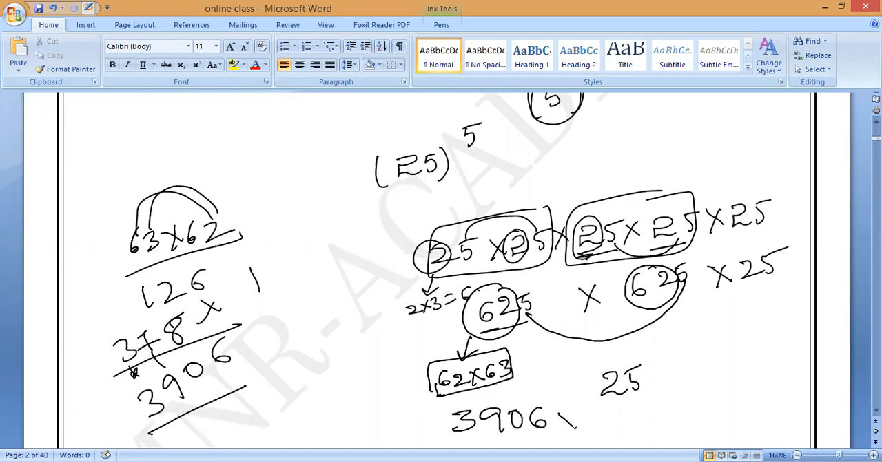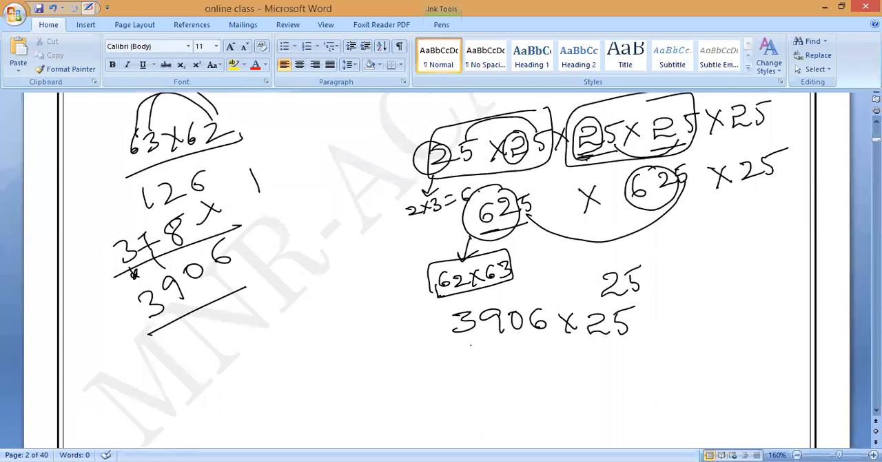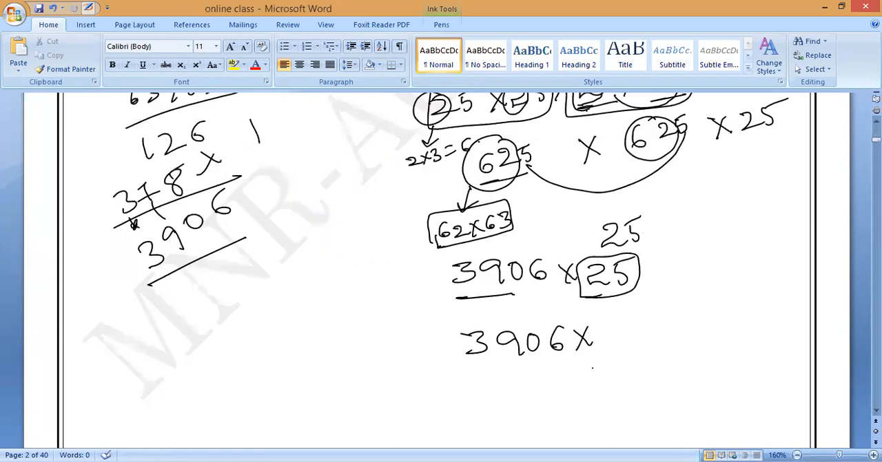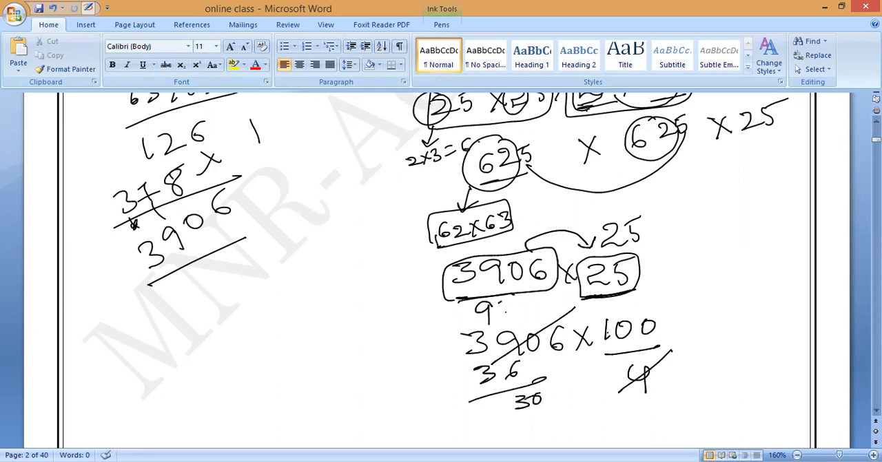3906 into 25, correct? This number is multiplied with 25. Very difficult, so use the shortcut. If you don't know, apply the shortcut. 25 how to write? 100 by 4, correct? 100 by 4 is 25. So how many times 4? 4 9s are 36, 3 balance. 4 7s are 28, 2 balance.